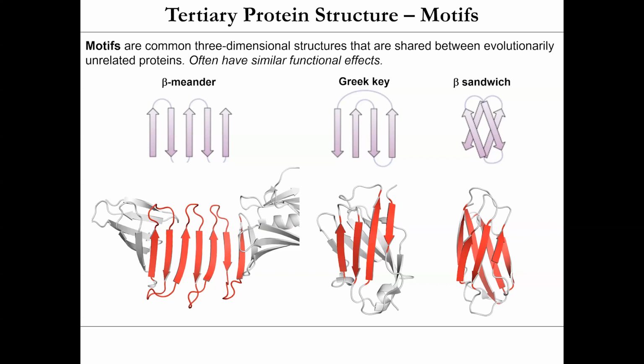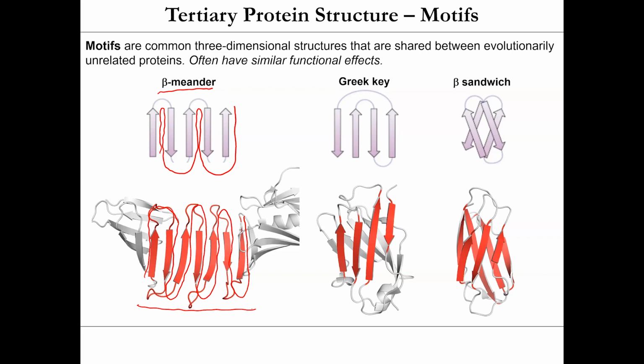Here are a few more examples which have a little bit more fun names. One would be a beta meander. That's where a beta sheet keeps making these beta hairpin turns. There's a beta strand going in this direction, and then a turn, a beta strand in the other direction, turn, and so on and so forth, just like a winding river that meanders or goes in different directions. And you can see an example of this type of motif in this protein right here.